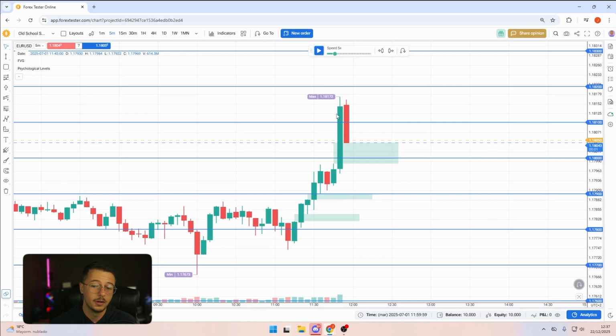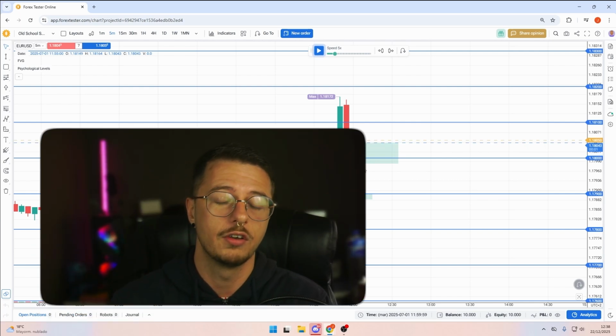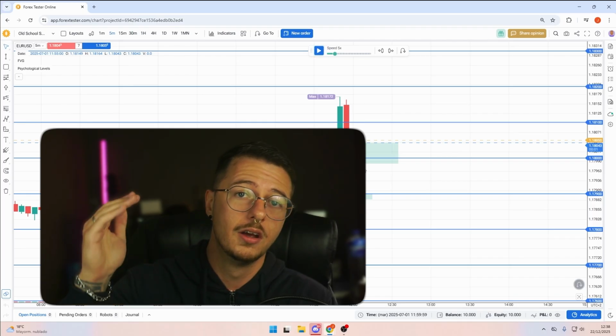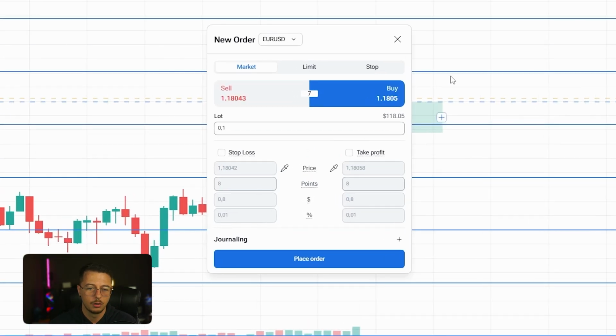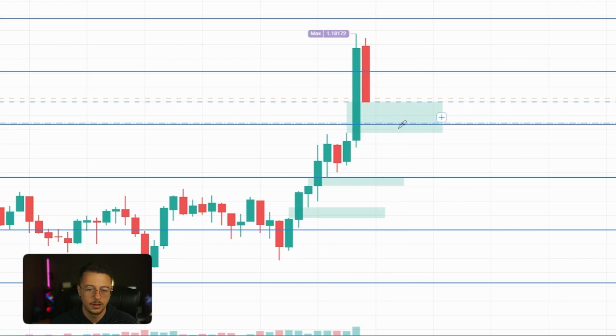So now we're going to be looking at this level down here. Let's see if it touches. Perfectly, it touches. So this would be where we would be entering. So basically we'll be shifting our buy limit depending on how the market moves. So I'll be basically adding a limit here. So let's add the limit just down here.